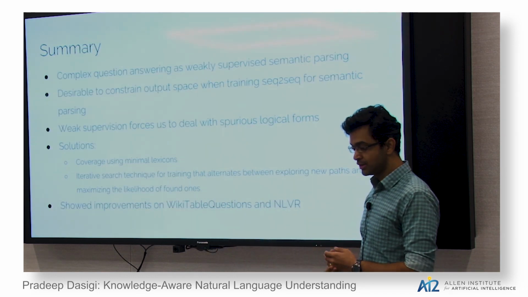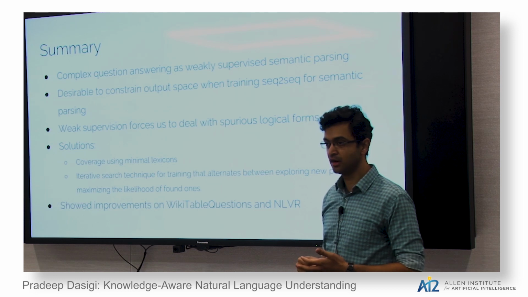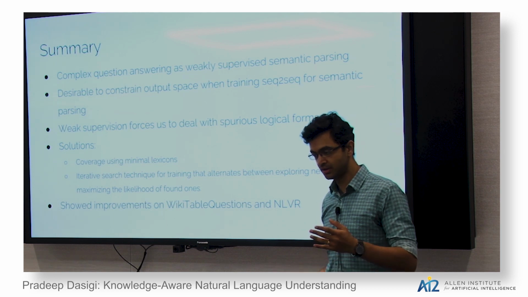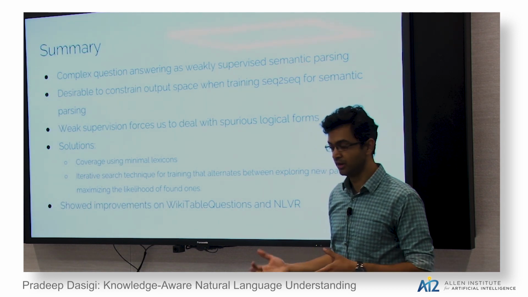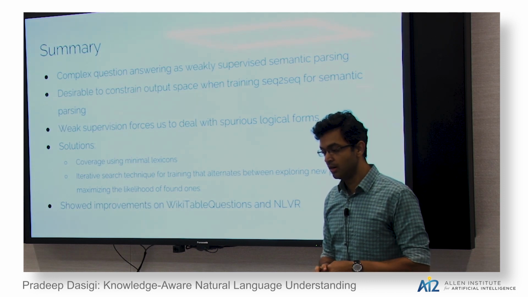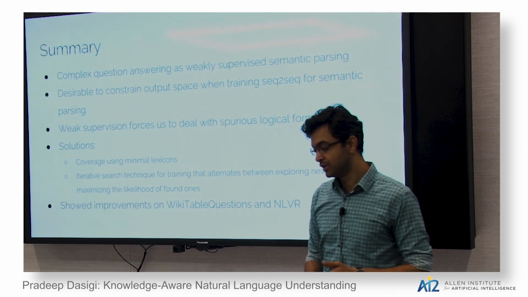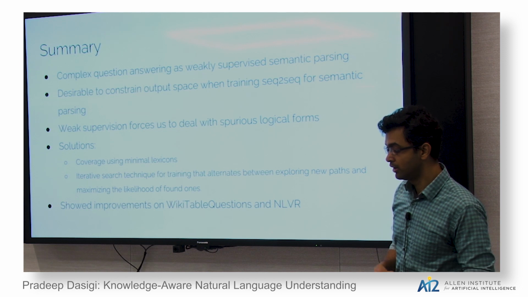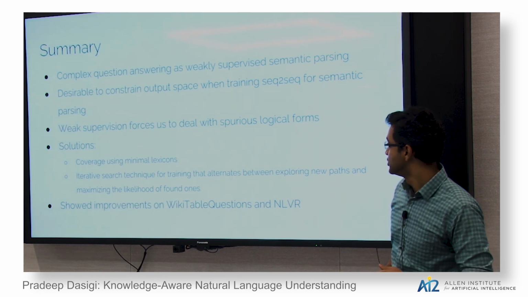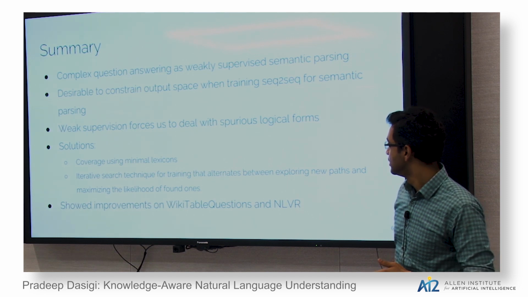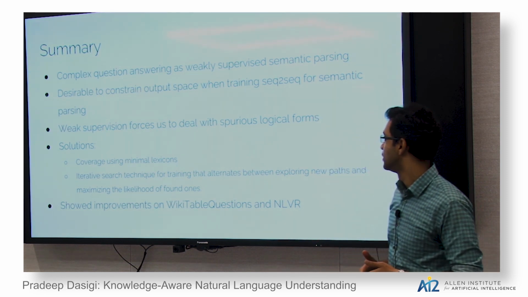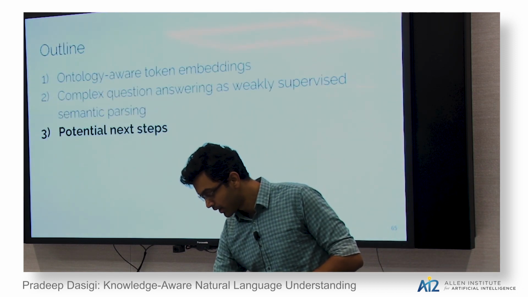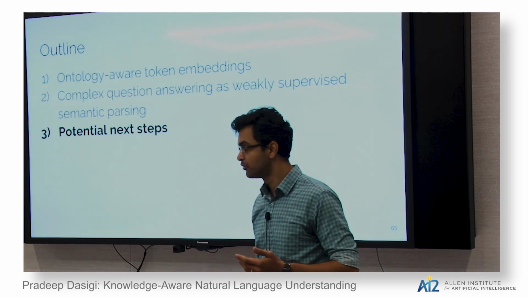Okay, to summarize, I talked about complex question answering, and I looked at it as a weakly supervised semantic parsing problem. And I noted that it's desirable to constrain the output space when you're training a seq-to-seq model for semantic parsing. And when you're doing weakly supervised semantic parsing, you have to deal with spurious logical forms, and I've described 2 techniques to deal with that. I talked about coverage for semantic parsing using minimal lexicons, and I also talked about an iterative search technique that alternates between exploring new paths and maximizing the likelihood of found ones. And I showed improvements on both WikiTableQuestions and NLVR. Okay, before I move on to the final part of my talk, are there any questions?